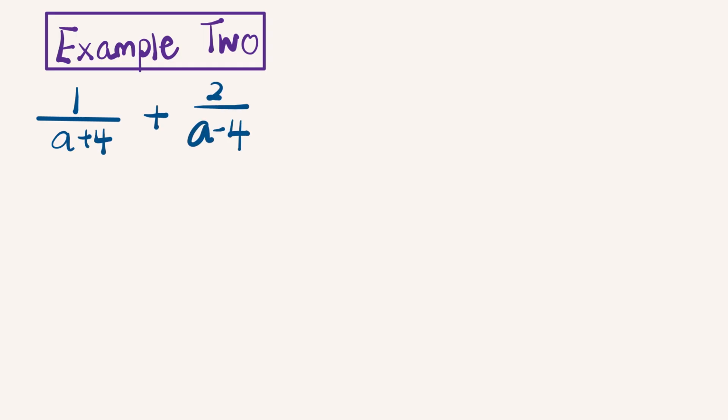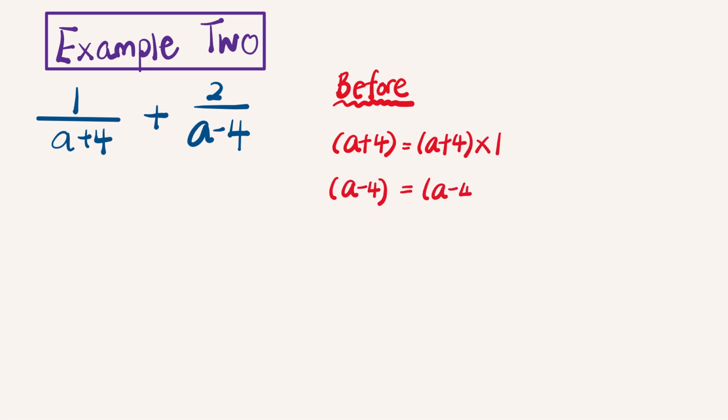Right, let's look at example 2. In example 2, let's look at the two terms that are given. If we were to examine the denominators, one is a plus 4 and one is a minus 4. And clearly, there's no common factor between them. The only common factor is 1. Right, so this question is similar to the numerical example that we have discussed.